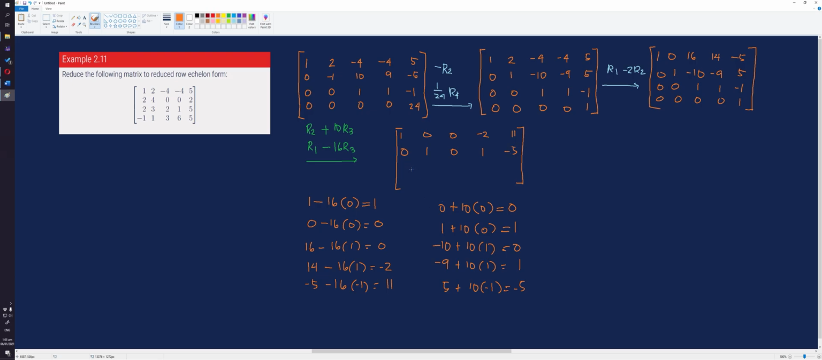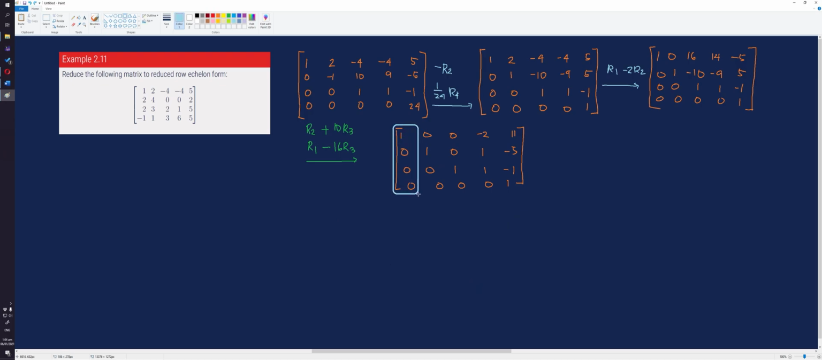For row 3, we copy the components. That is 0, 0, 1, 1, negative 1. Same with row 4, 0, 0, 0, 0, 1. Now, column 1, column 2, and column 3 are good to go. For column 4, since we don't have a leading one here, therefore we will leave it as it is. So what we need to do now is to change this, and this to 0. Let's first consider 11.